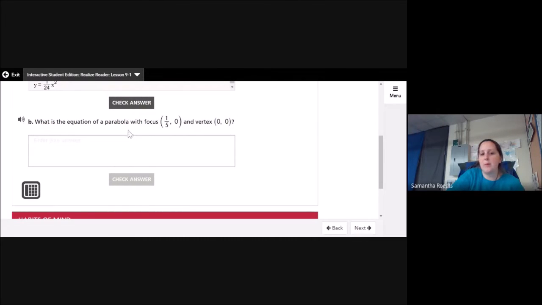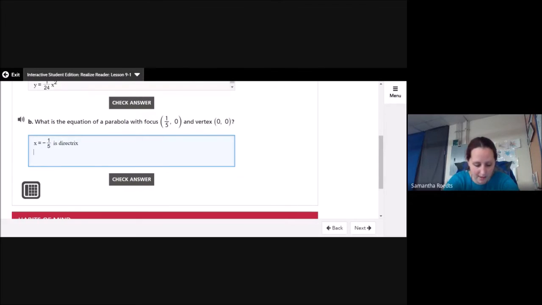For B, what is the equation of the parabola with focus 1/5, 0, and vertex 0, 0? Okay, so this gives me a focus of 1/5. So my x value is 1/5, and then my vertex is 0, 0. So this tells me x equals negative 1/5 is the directrix. Okay, so this is going to open to the right. This is a parabola that goes like this, and it opens to the right.